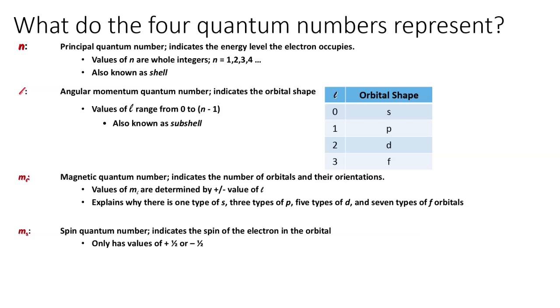If l equals 1, which corresponds to a p sublevel or orbital, then m sub l can be -1, 0, or +1. Hence, 3 types of p orbitals. In a similar fashion, if l is 2, the d sublevel, then there are 5 different d orbitals, with m sub l values from -2 through 0 to +2. And finally, if l equals 3, the f sublevel, there are 7 different f orbitals, ranging again from -3 through 0 to +3.